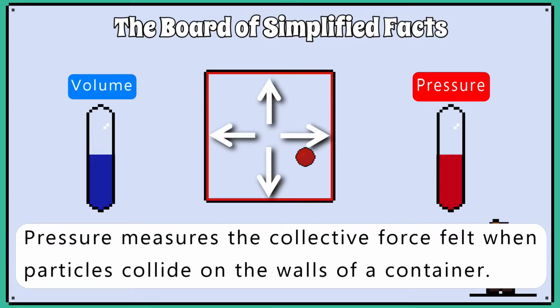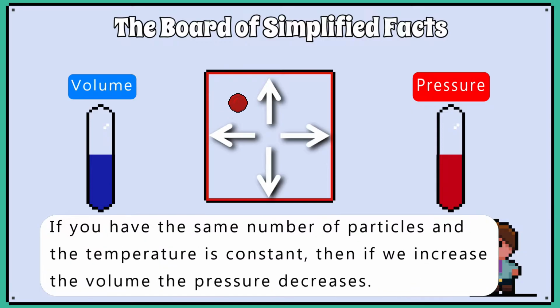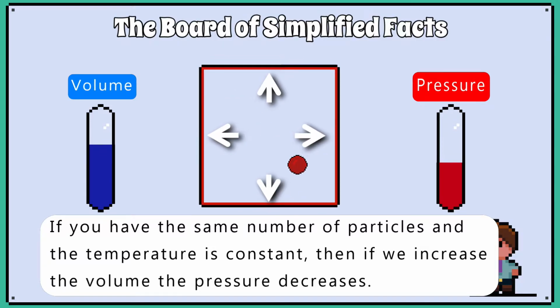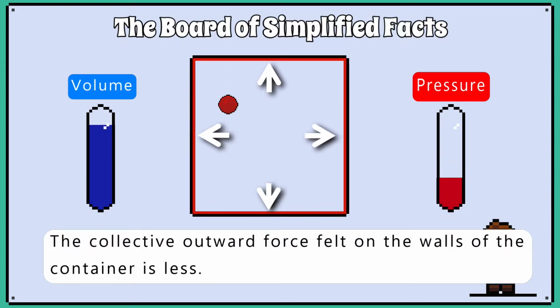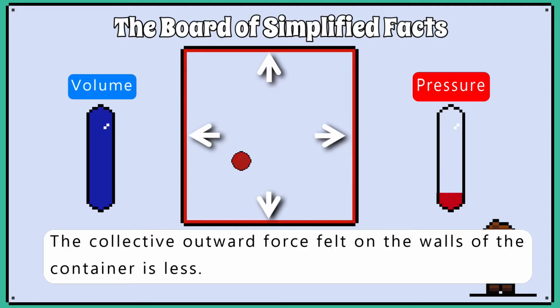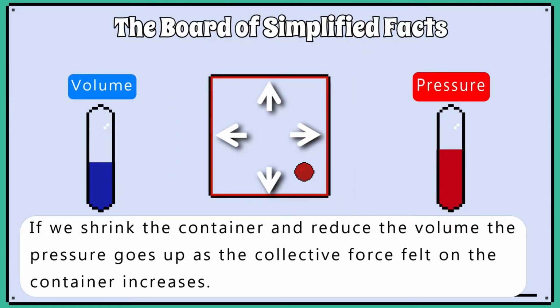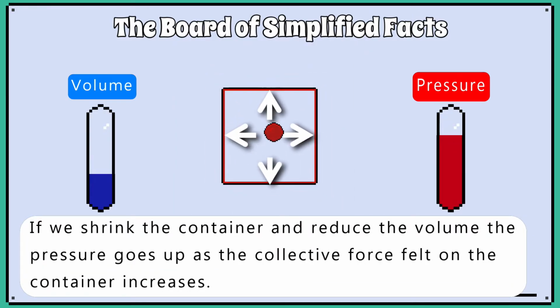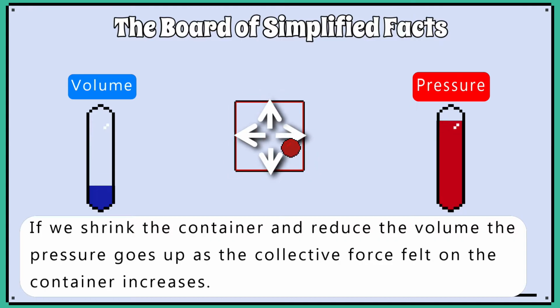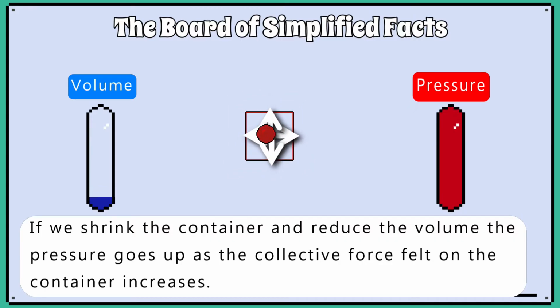Pressure measures the collective force when particles collide on the walls of a container. If you have the same number of particles and the temperature is constant, then if we increase the volume, the pressure decreases. The collective outward force felt on the walls of the container is less. If we shrink the container and reduce the volume, the pressure goes up as the collective force felt on the container increases.